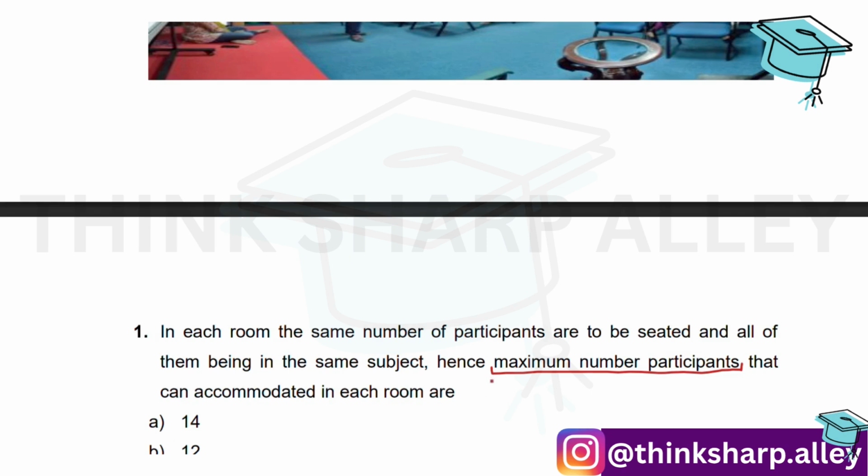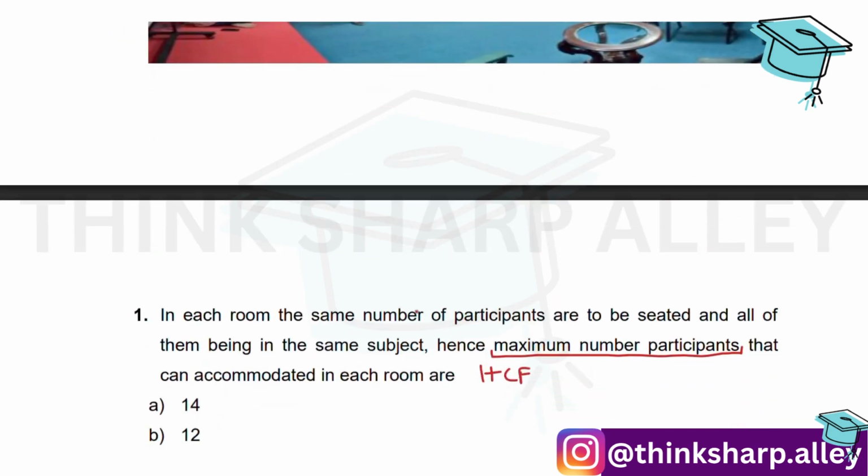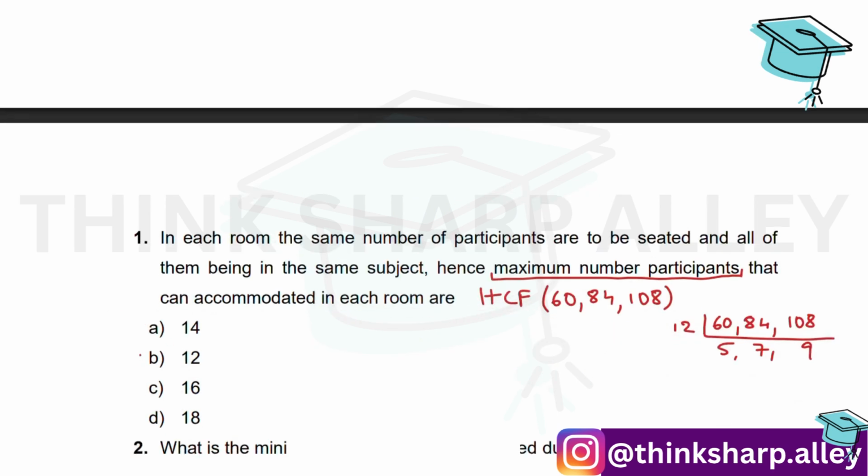Obviously, the maximum number of participants cannot be more than the participants, right? So here we have to go with HCF. So HCF of the given numbers 60, 84 and 108. For finding the HCF quickly, you can just try to find a common number that divides all of these and is as large as possible. For example, 12 divides all of these. So 12 into 5, this is 7 and 12 into 9. Now there is no other common number which can divide 5, 7, 9, right? So my answer over here will be 12.